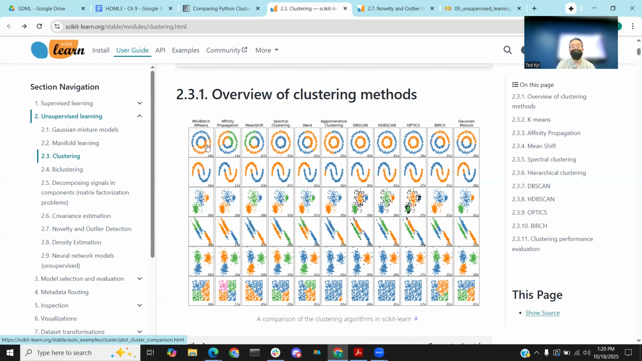It's never going to do well, but some of these other ones can kind of follow the density, and they can give you these more worm-like, or in this case, these concentric circles. It actually can get that right.